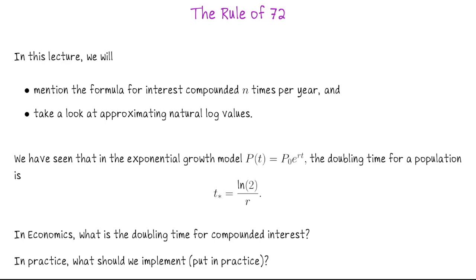Hi everyone, and welcome to this quick lecture on the rule of 72. This is like a rule of thumb that people use whenever they talk about doubling time for, say, investments.